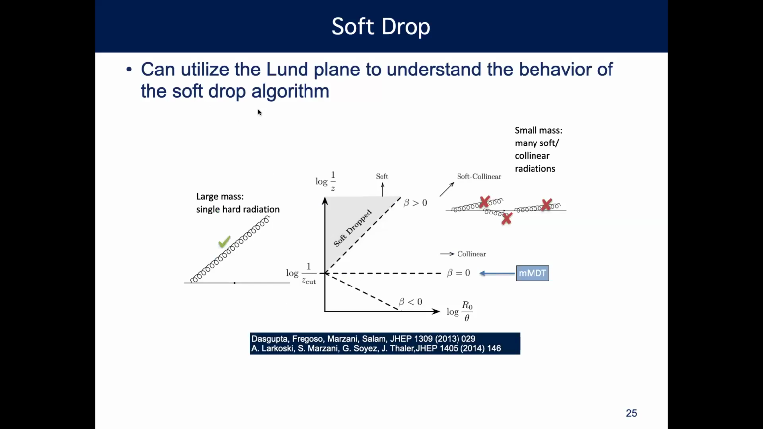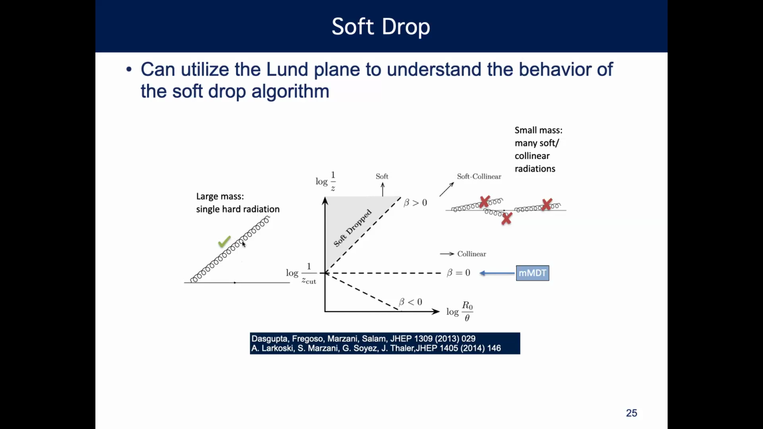Sorry about that. In order to understand what's happening there, we're going to introduce something called the Lund plane. The Lund plane is if you look at a single radiation, so you have a progenitor quark that emits a gluon. I told you about z and theta, right?